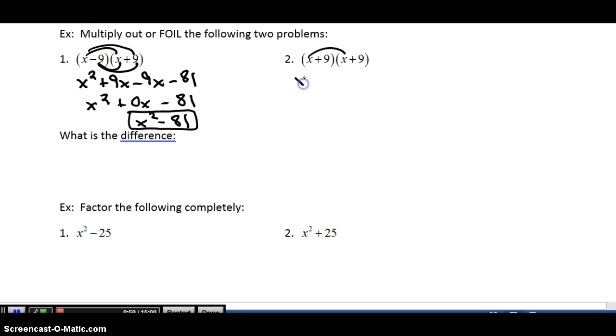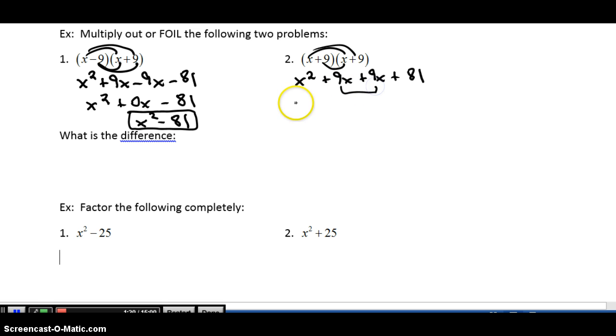X times x is x squared. X times 9 is 9x. But here I have another plus 9x. So there's a difference right away I just noticed. And then here's another difference. 9 times 9 is positive 81. So here these will not cancel. And that's really the big thing we want to note here. And I'll get back to that in a second.